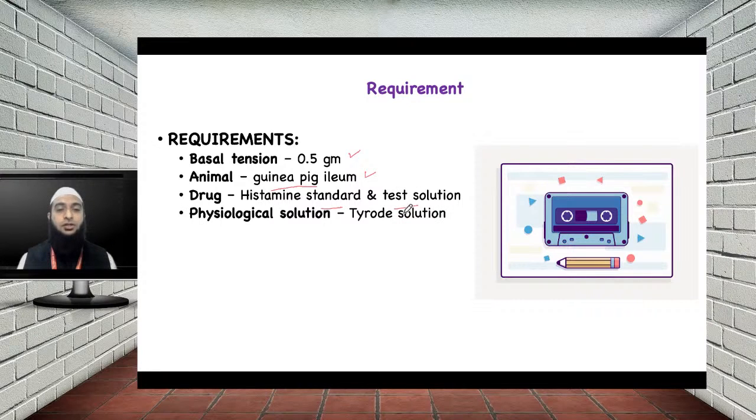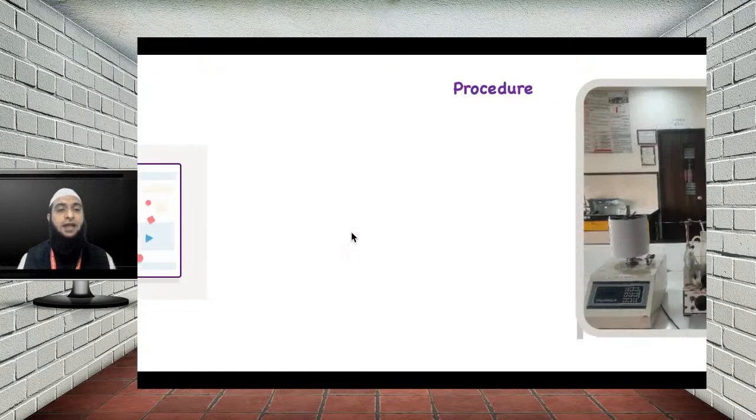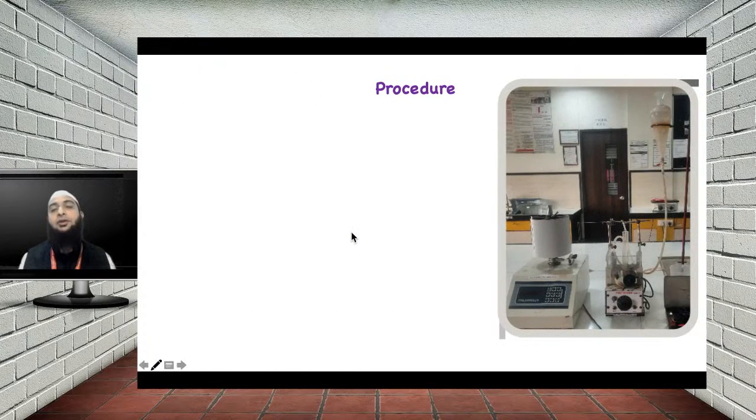Next is the physiological salt solution. Since we are using the ileum, the physiological salt solution is the same as for the rat ileum. So we are using Tyrode solution as the physiological salt solution because the tissue is the same. Then the contact time is 60 seconds. Magnification, again, is the same, in between 5 to 7 times. So this is about the requirements of the experiment.